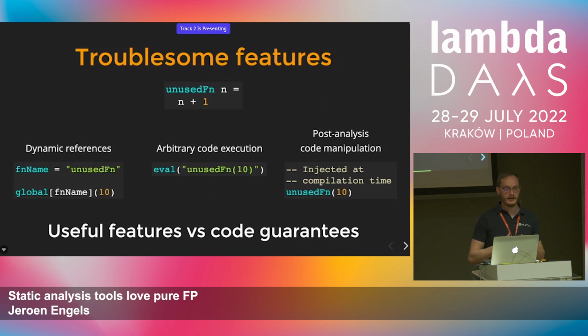And I'm not saying that these are bad. These are useful features. But it's a trade-off, because if you don't have these, you can have some very nice guarantees about your code. In Elm, if the analysis has run and the compiler is happy, and we see that a function is still in the code, we know that it is being used somewhere. If we see a variable in a let expression, we know it's being used.